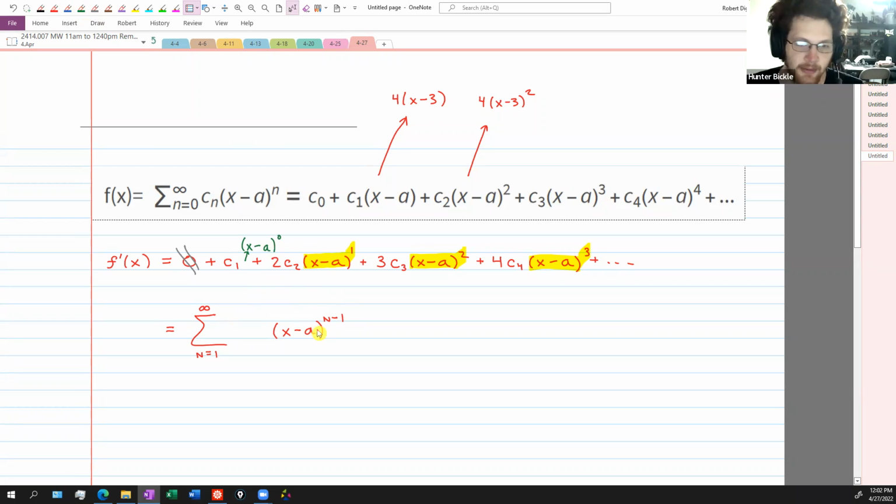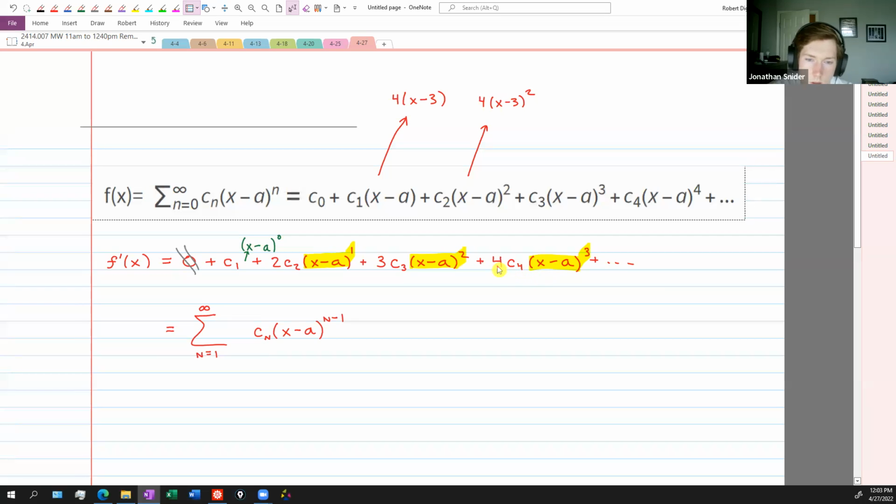Yeah, I agree. That looks right to me. Okay, and then what goes in front of each? What goes in front of this then? Your constant, c sub n. And what goes in front of the c sub n? The n that we're at, n like this. Do y'all agree this derivative formula would do it?